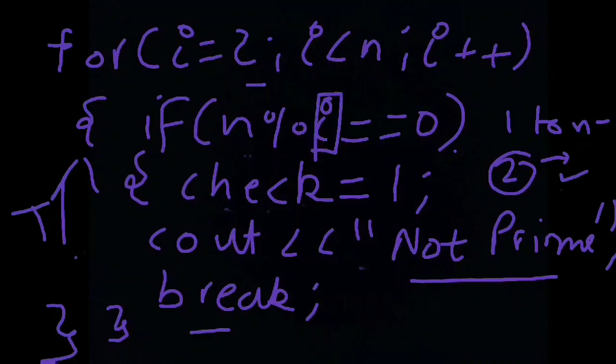So for any single value of i, if this condition becomes true, then I have to exit the loop. And that is what we can do by writing this break statement here. That is why I have written this break statement here.